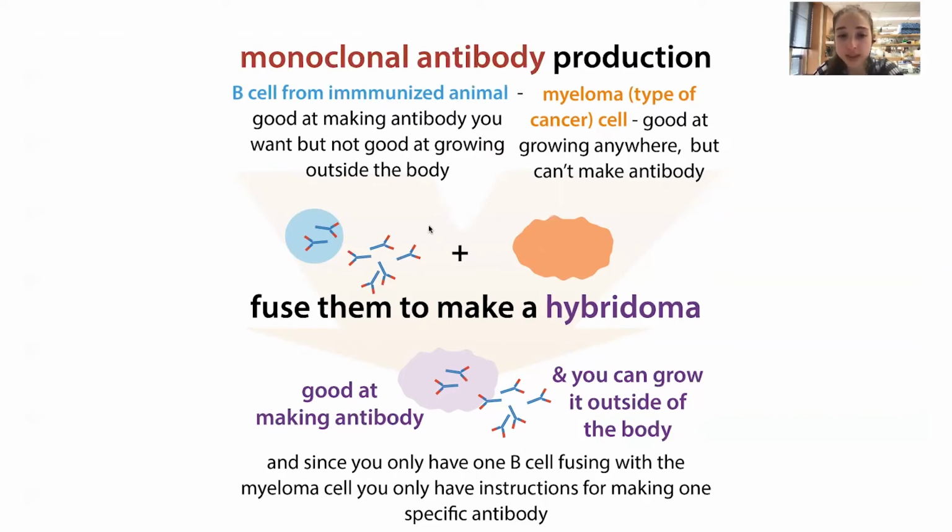But when you fuse them together, you get this hybrid called a hybridoma. And now this can grow and grow and grow, and it can make antibody. And since you only have one original B cell fusing with the myeloma cell, you only have the instructions for making one specific antibody. And so you're only going to make that one specific antibody.